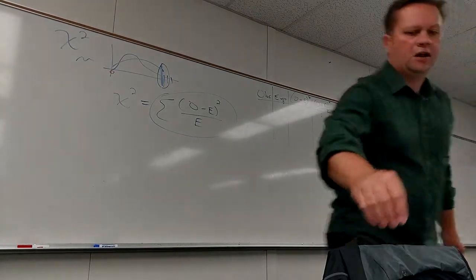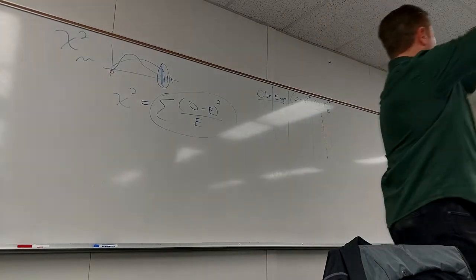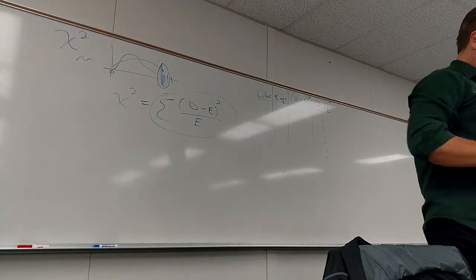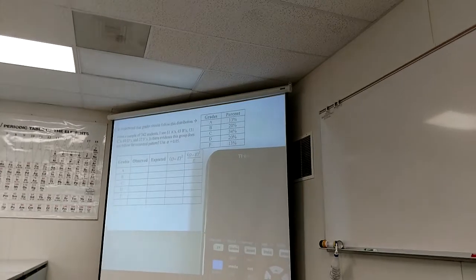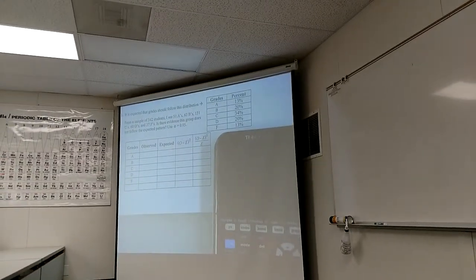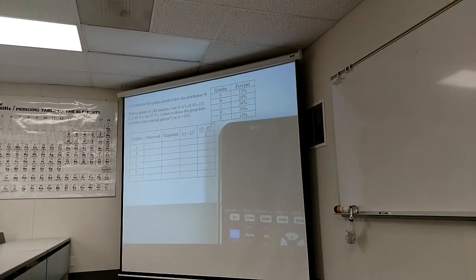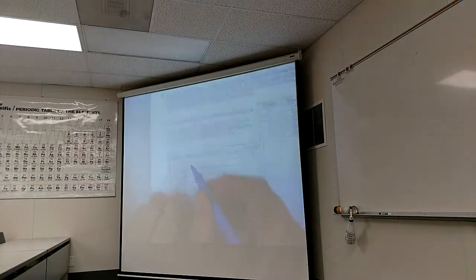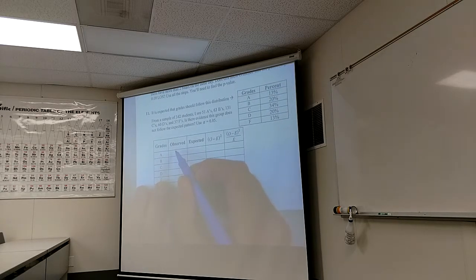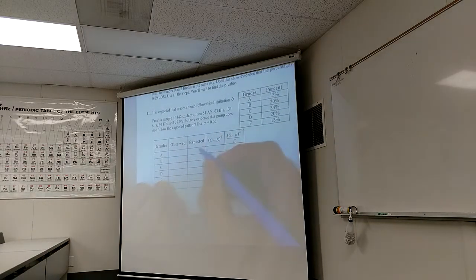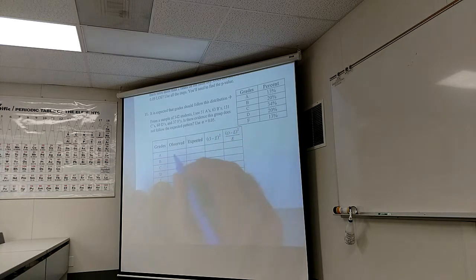So the observed column is pretty simple. What do I put in the observed column? Somebody got that right? I think I checked that earlier, but what do I put right here, guys? 51. Because I actually see 51 A's.